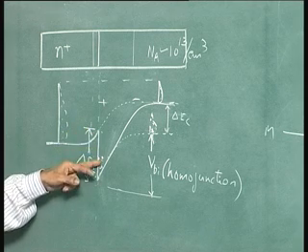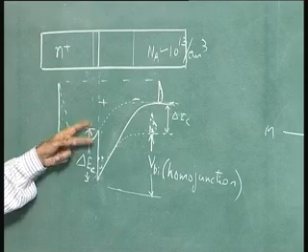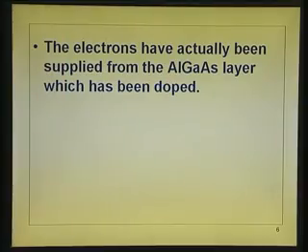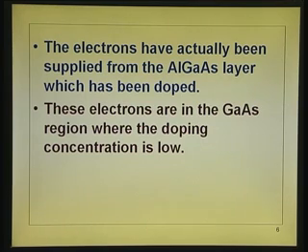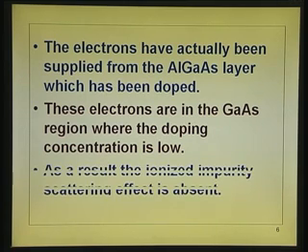How much they are transferred on here will depend not only upon this, but also upon the dopants. So, you have enough supply of dopants. These electrons are in the gallium arsenide region where doping concentration is low. What have we gained out of that? As a result, ionized impurity scattering is virtually absent.